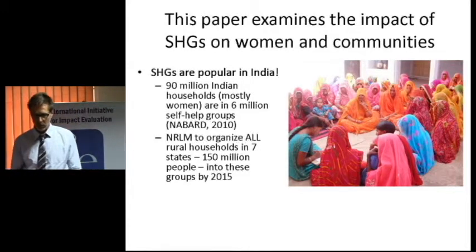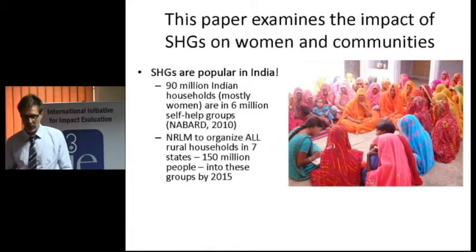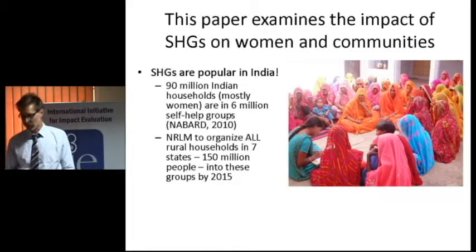So according to the National Rural Livelihood Mission, the ambition is to organize something like 150 million people into self-help groups up until 2050.